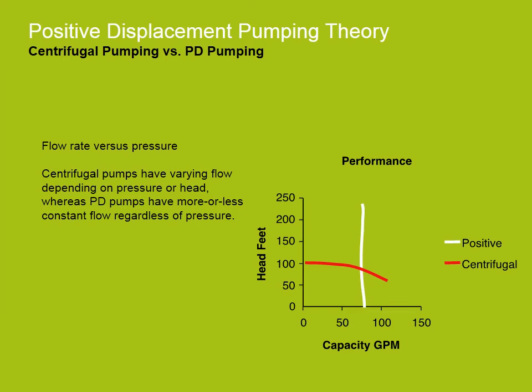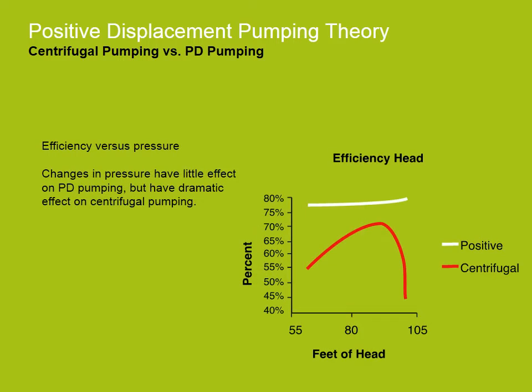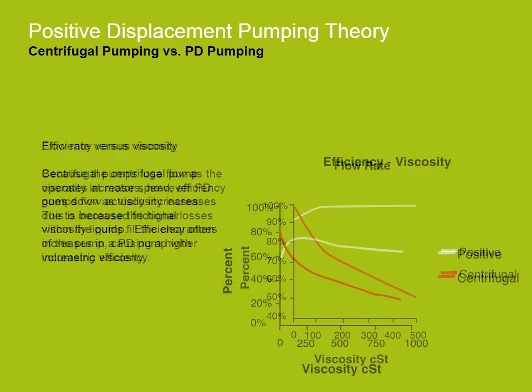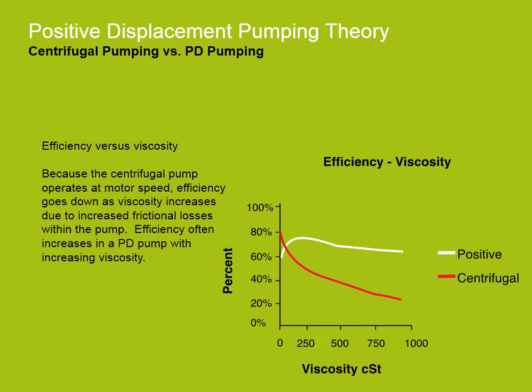Centrifugal pumps have varying flow rates depending on pressure or head, whereas PD pumps have more or less constant flow regardless of pressure. Changes in pressure have little effect on PD pumping, but have a dramatic effect on centrifugal pumping. Centrifugal pumps lose flow as the viscosity increases, however PD pumps' flow actually increases. This is because the high viscosity liquids fill the clearances of the pump, causing a higher volumetric efficiency. Because the centrifugal pump operates at motor speed, efficiency goes down as viscosity increases due to increased frictional losses within the pump. Efficiency often increases in a PD pump with increasing viscosity.